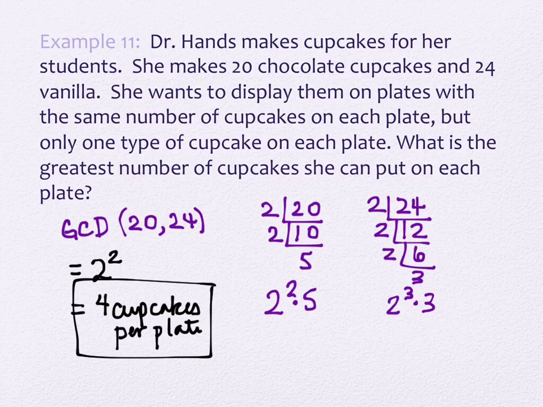How many plates of chocolate cupcakes are we going to have? 5. How many plates of vanilla are we going to have? 6. Okay, so you're not going to get the same number of plates doing this, but you are going to get the same number on each plate. All right? This is like doing our trees in rows, right? We could do our cupcakes in rows and do the same kind of thing if you're thinking about a bakery display cabinet or something like that.